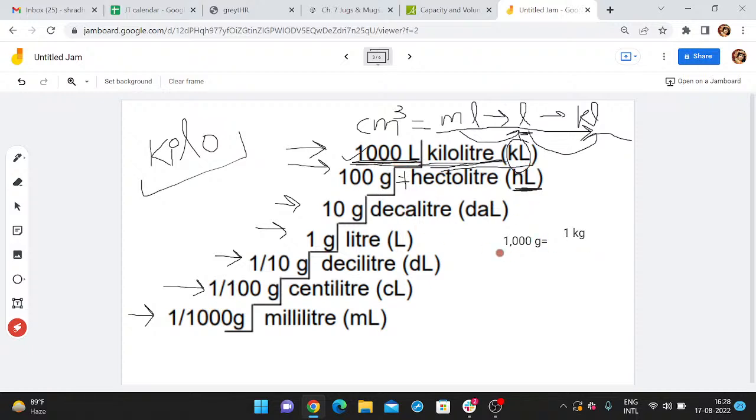So now we have 1000 grams as 1 kilogram, but what about 100 grams? For that we have this unit which we don't use that commonly, but this is a very interesting fact that 100 grams is equal to 1 hectoliter. Hecto means something related to 100. Kilo means something related to 1000. So hecto means something related to 100. That means 100 grams is equal to 1 hectoliter, and hectoliter is represented as HL. So this unit is also done.